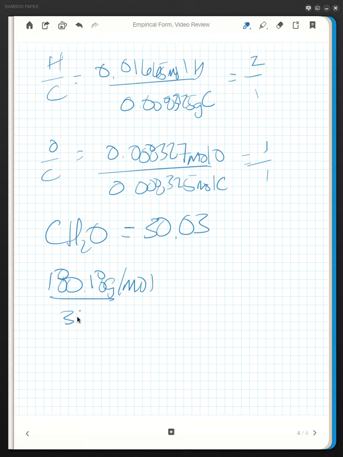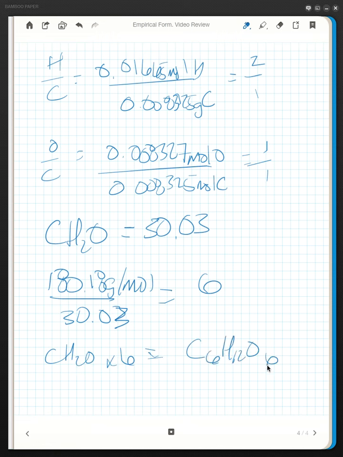Well, that divided by 30.03 is equal to 6. So CH2O times 6 equals C6H12O6. And hey, that's sugar. Hey, big shocker. Love that one. And that's how you solve that.